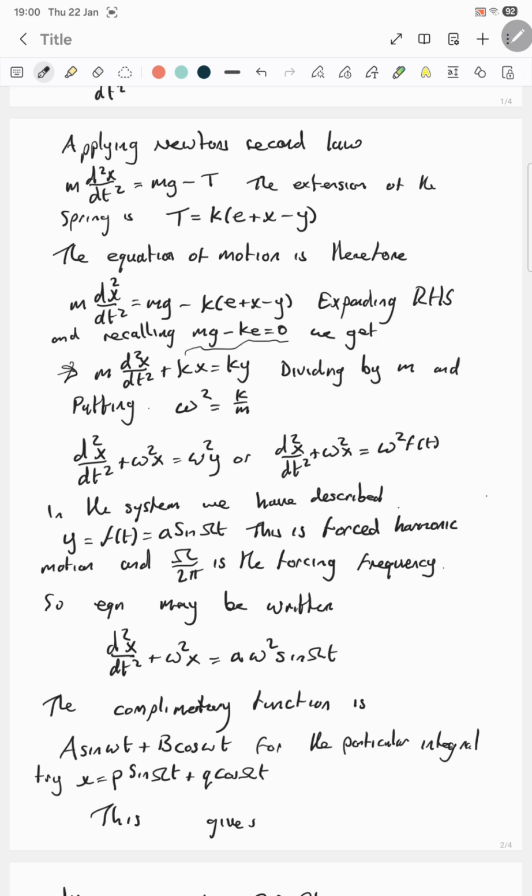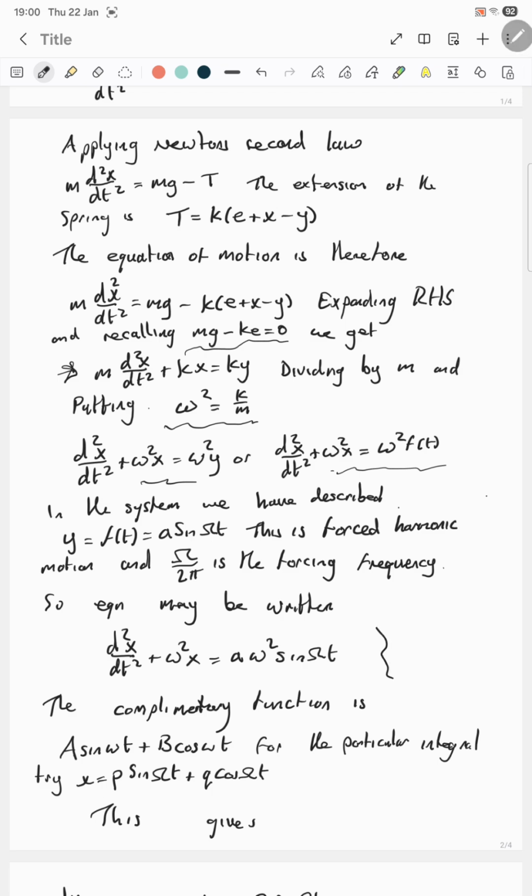We get a more familiar form given here. Dividing by m and putting omega squared equals k over m, we get an even more familiar form here, or here, if we're talking about time dependency. Now if the system we have described has y equals f of t as a function of time, then it equals a sine omega t. This is forced harmonic motion, and omega over 2 pi is the forcing frequency. So the equation may be written as such.